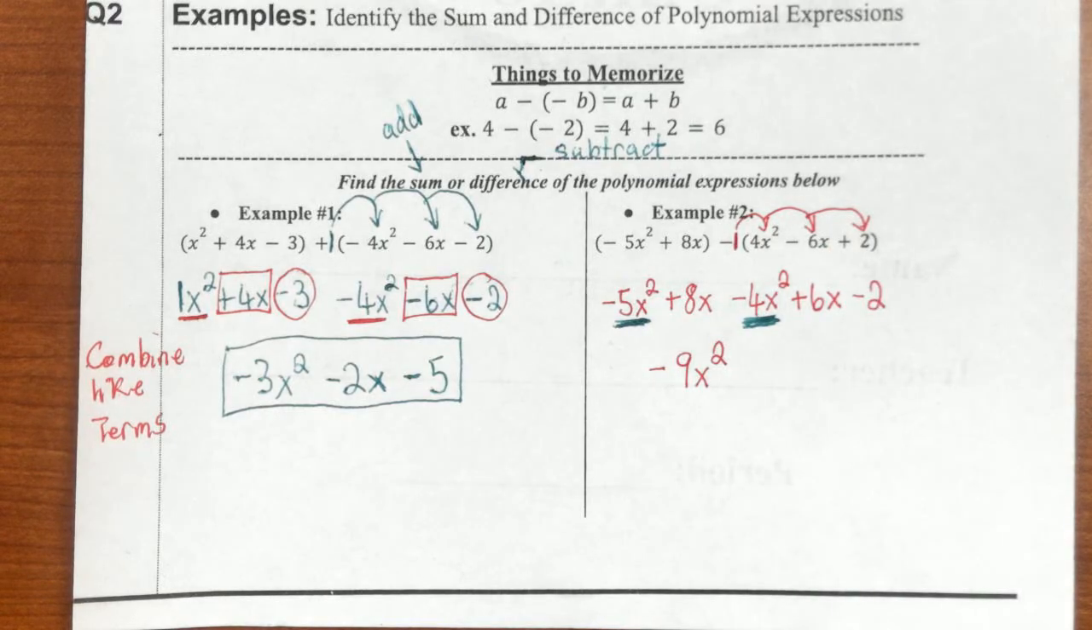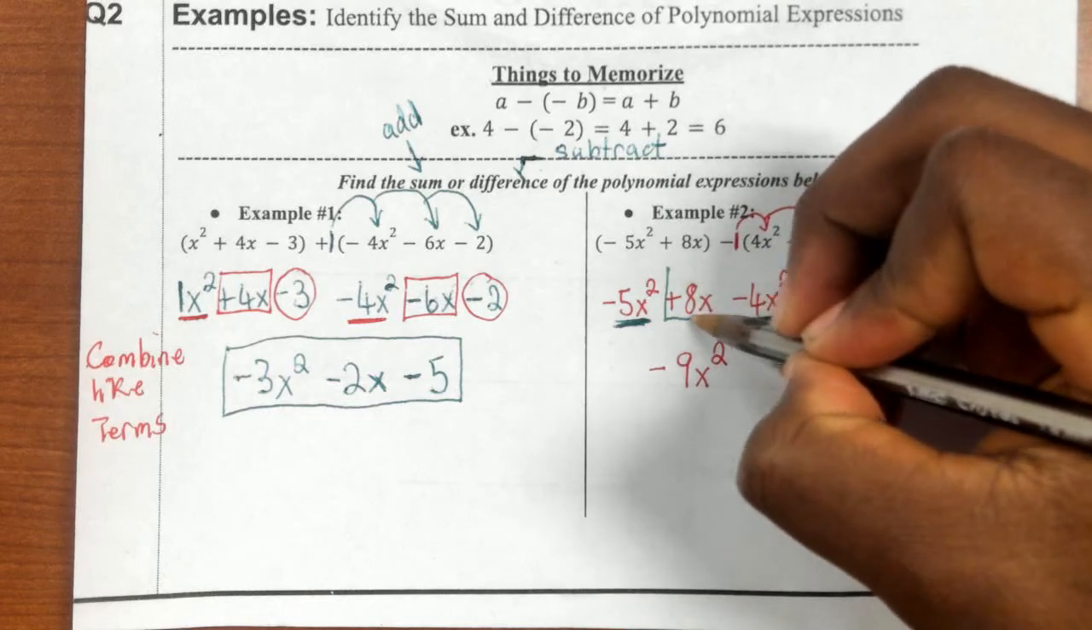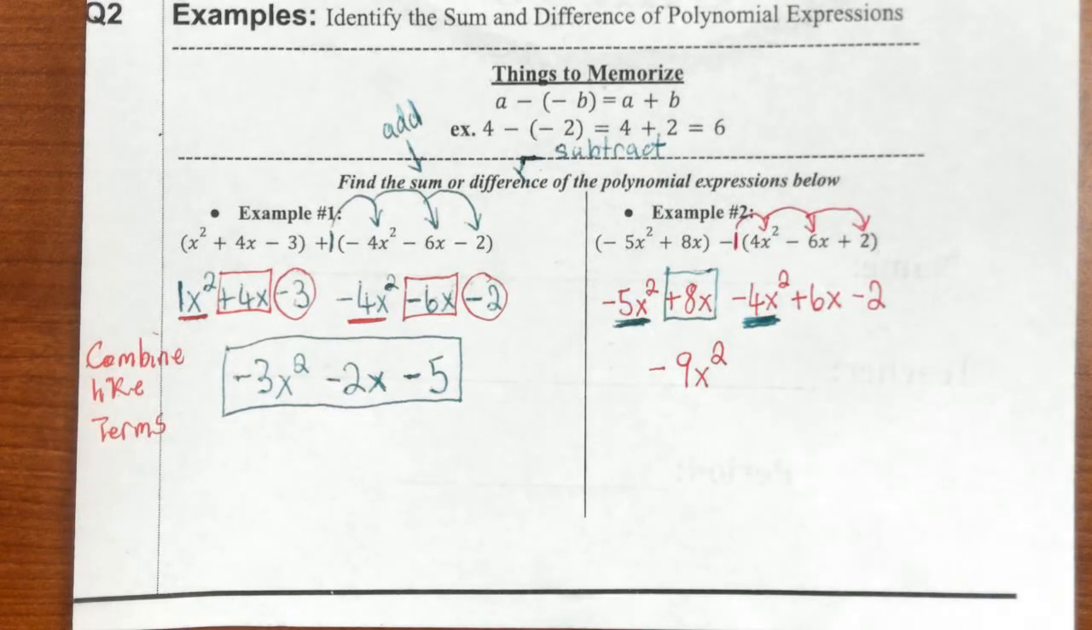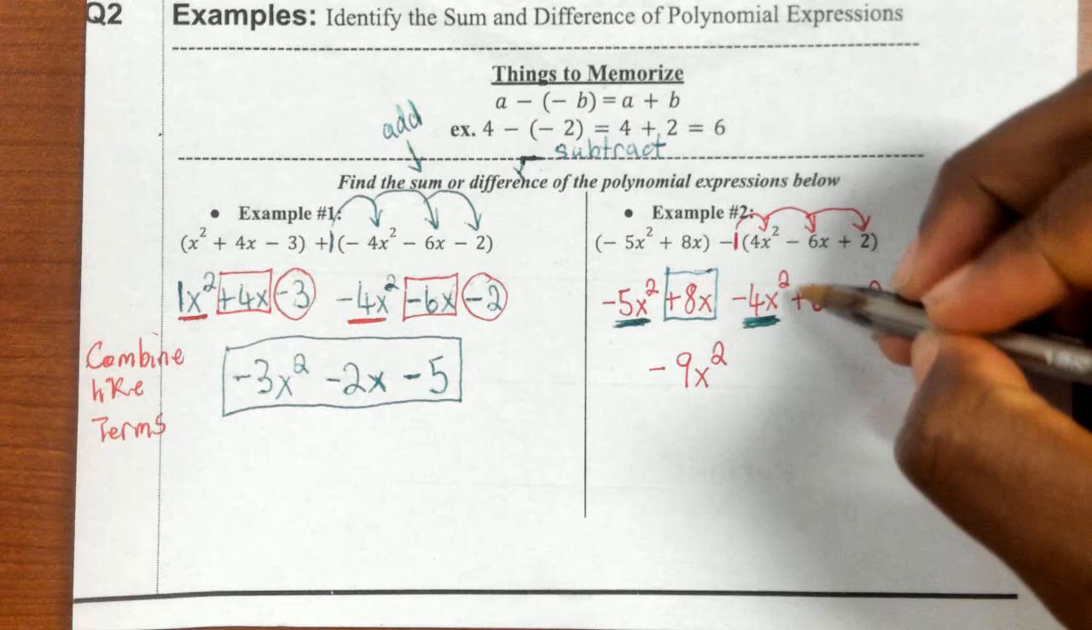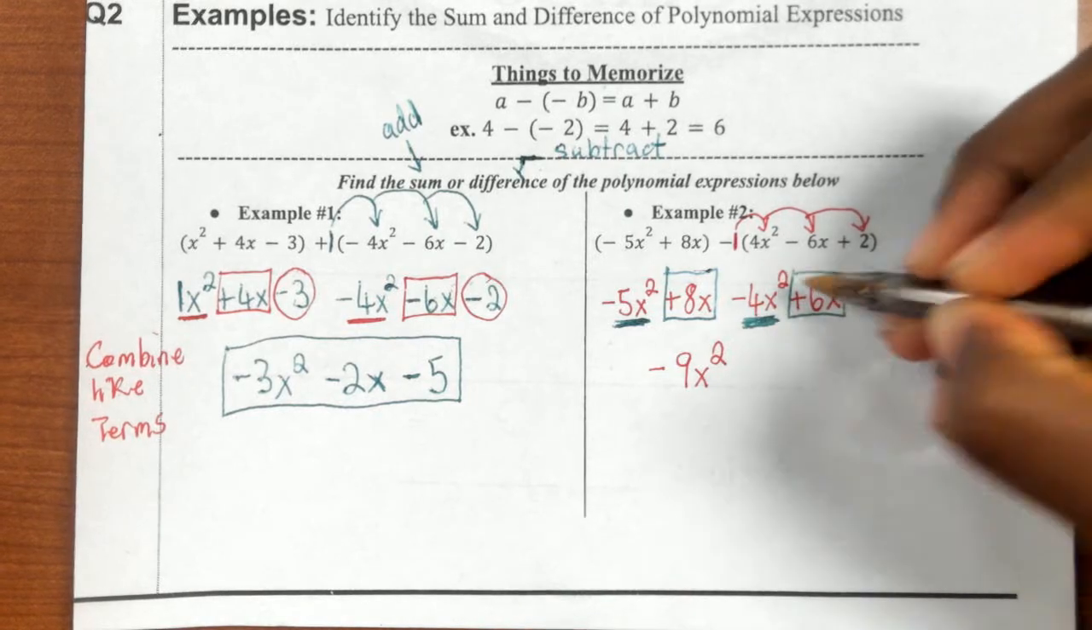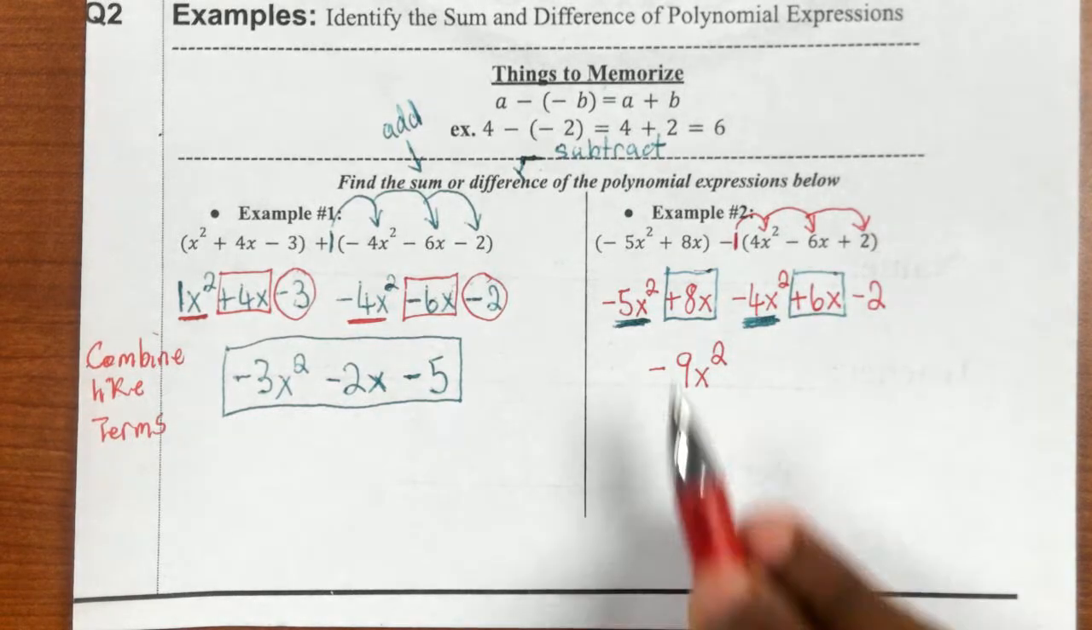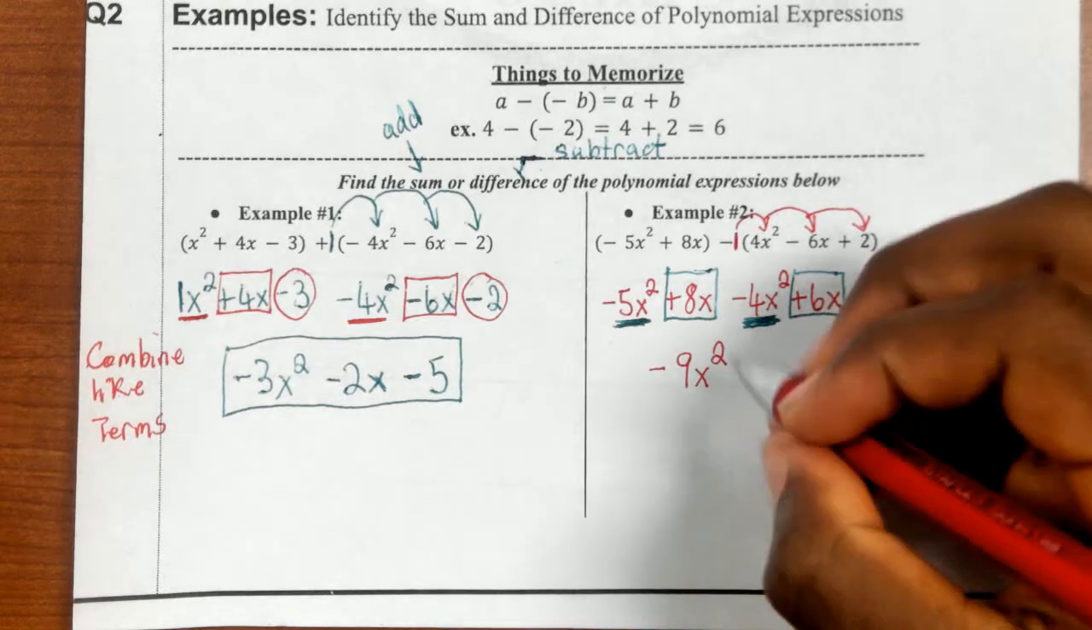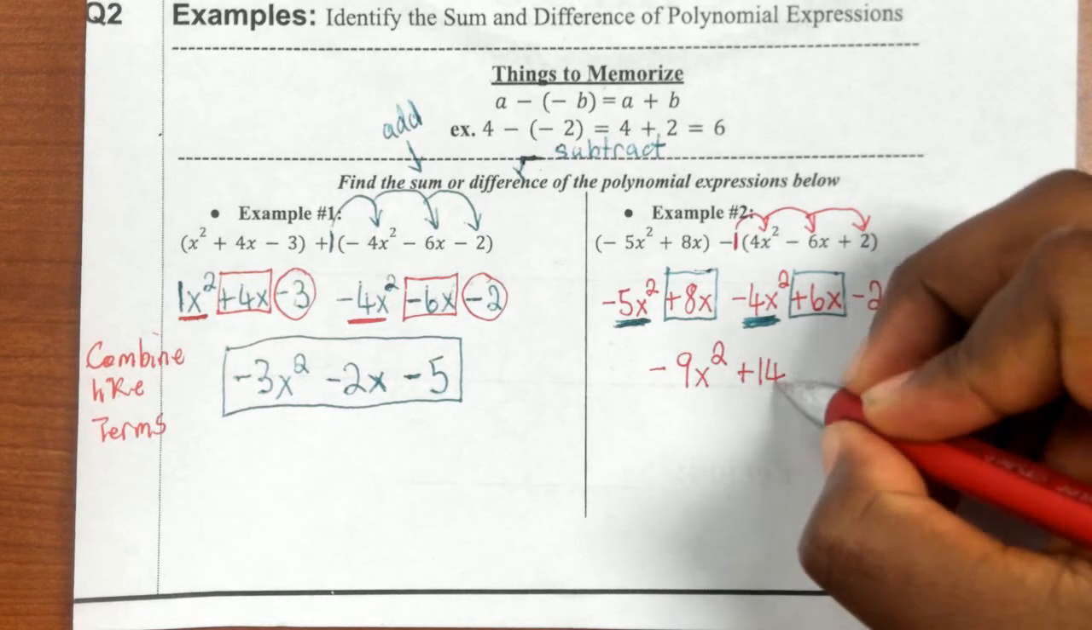Now I'm going to look at my x's, okay? So I have a positive 8x. Do I have any other x value? Yes, I have a positive 6x, okay? So 8x plus 6x will give me 14x.